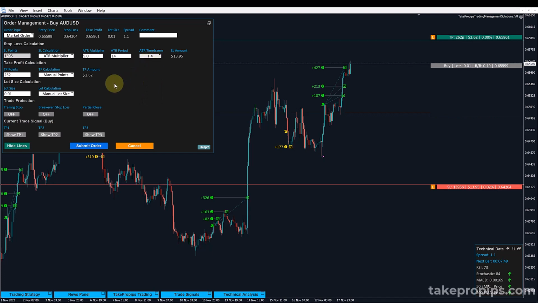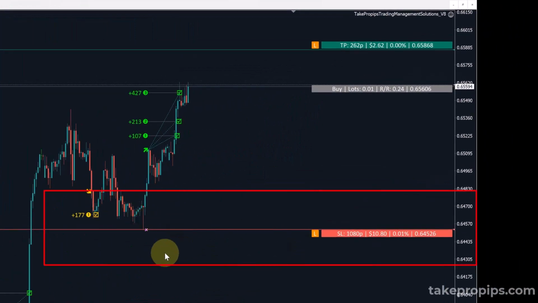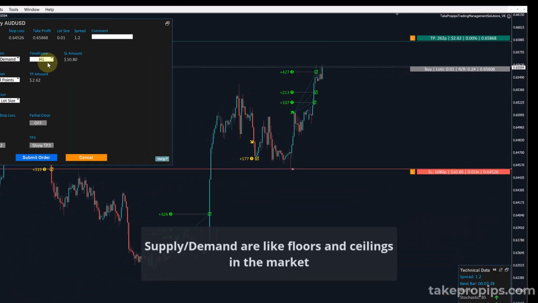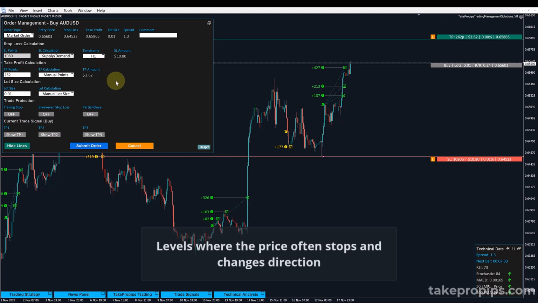Next is the supply and demand. It sets your stop loss around key support or resistance levels, which are essentially the points where the market has historically turned or paused. Imagine these are like floors and ceilings in the market, points where the price often stops and changes direction.